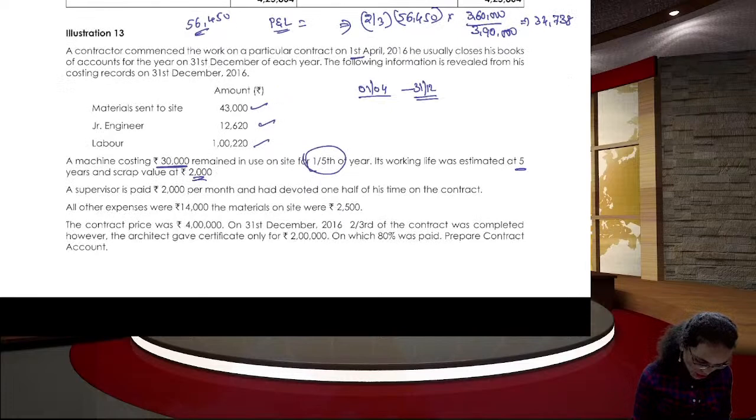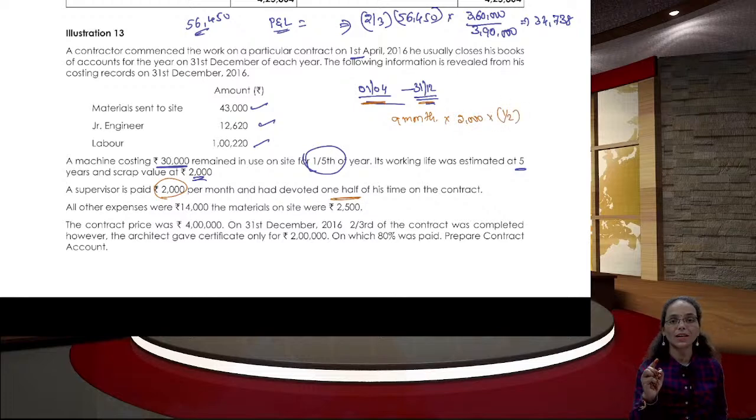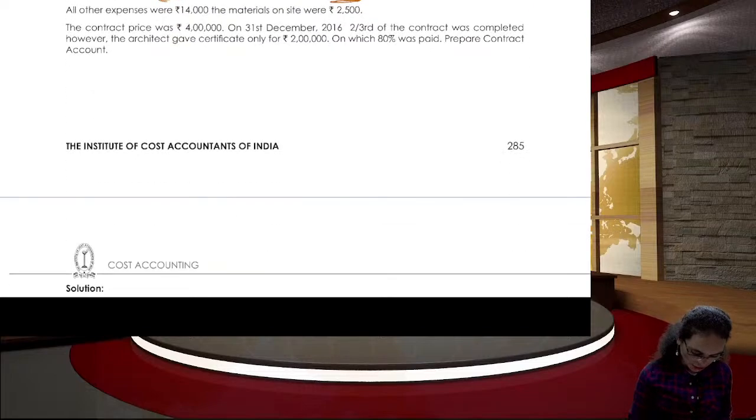Next one, supervisor salary. Supervisor 2,000 rupees per month and he is devoting 1/2 of his time for the project. The project was there only for 9 months. From April to December, only 9 months we have. 9 months into 2,000 rupees per month is salary, and he is devoting only 1/2. 50% of his salary should be the expenditure for this particular contract. 9 into 2000 into 1 by 2, that is 9,000 rupees.